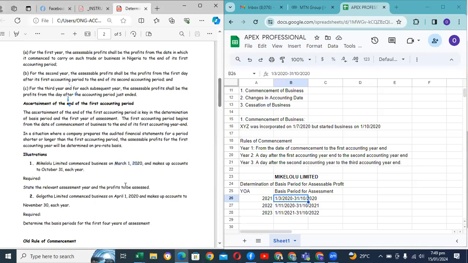Let's play together with the second illustration. Gogota Limited commenced business, abi.